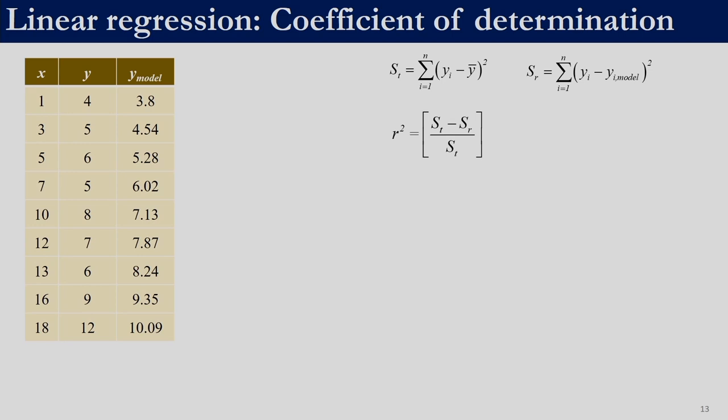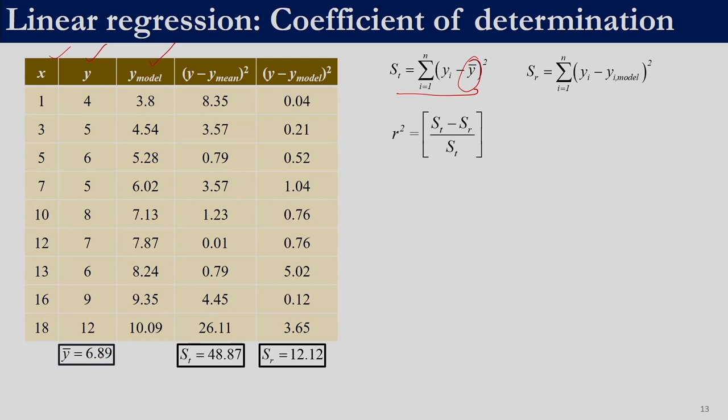So this is the same data set for which we had fit the model. These were the data sets X and Y, and since we already have the model, we can calculate the value predicted by the model. To calculate ST, we require the mean of the dependent variable, which happens to be 6.89. Then we can calculate y minus y mean the whole square. This 8.35 is nothing but 4 minus 6.89 the whole square, 5 minus 6.89 the whole square, 6 minus 6.89 the whole square. The summation of this is our ST value, which in this case turns out to be 48.87.